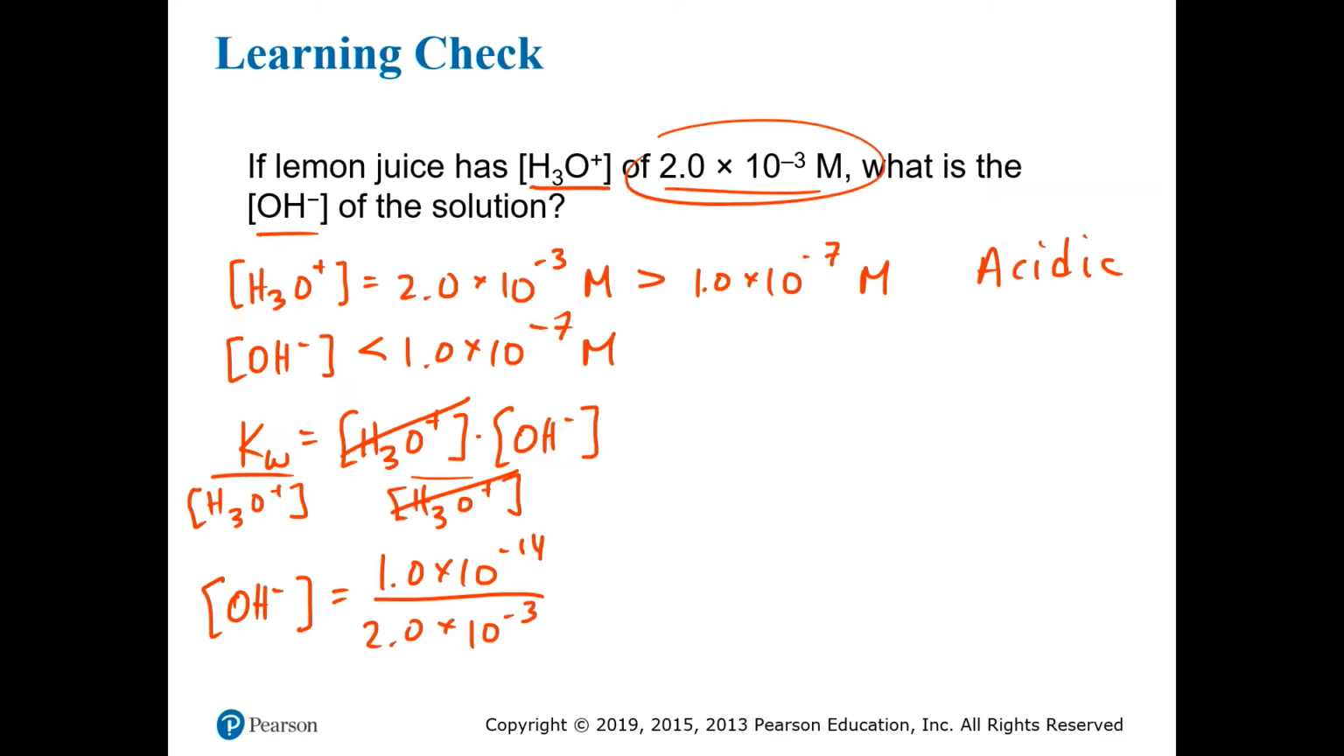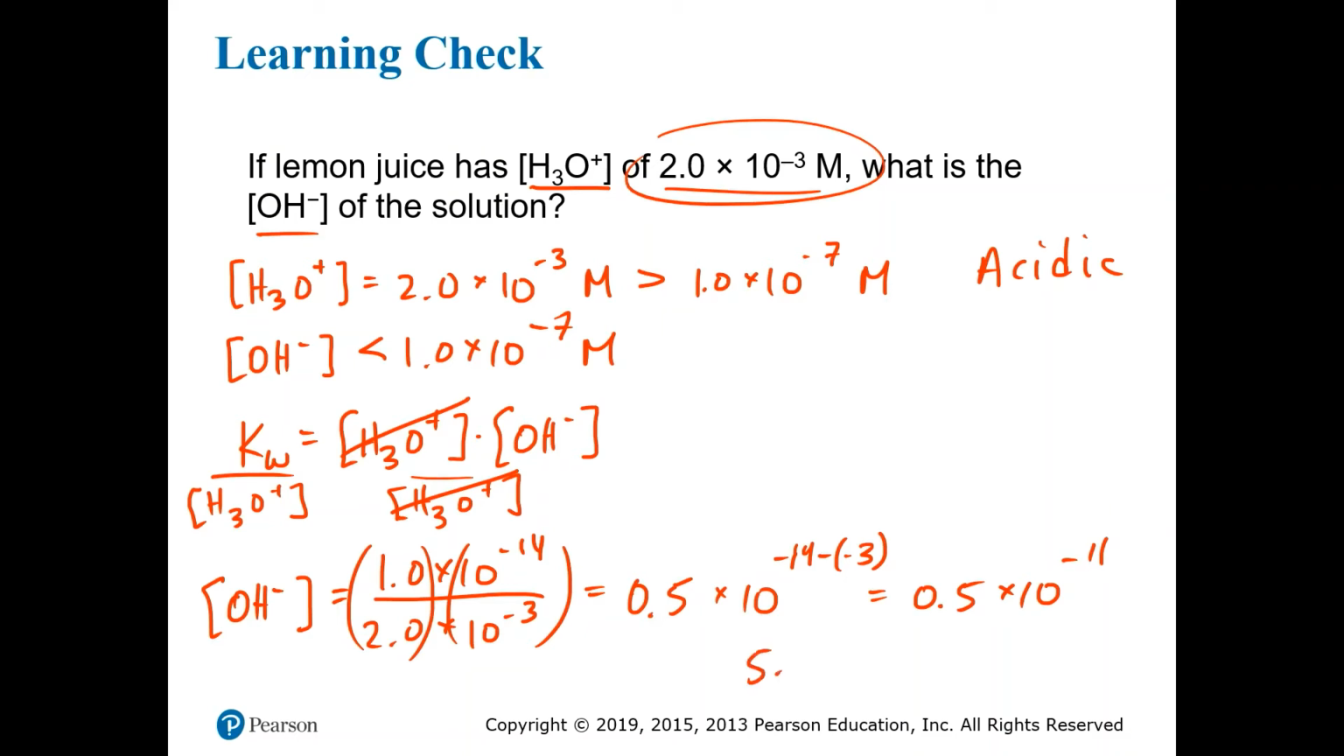Again, you can put this into your calculator, or you can split up the coefficients and the powers of 10. The coefficient is going to be 1 divided by 2, which is 1/2 or 0.5. The powers of 10 are going to be 10 to the minus 14 minus 3, or minus 14 plus 3, which is really 10 to the minus 11. So 0.5 times 10 to the minus 11. Unfortunately, that's not quite proper scientific notation. So we have to take this as 5.0 times 10 to the minus 12th. And again, this is a molar unit.